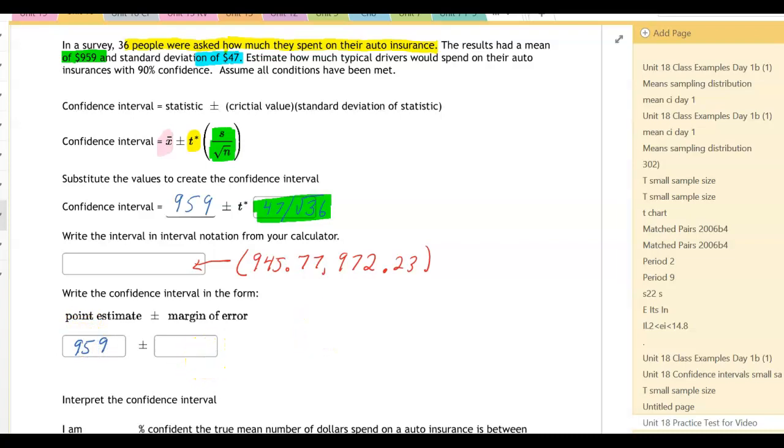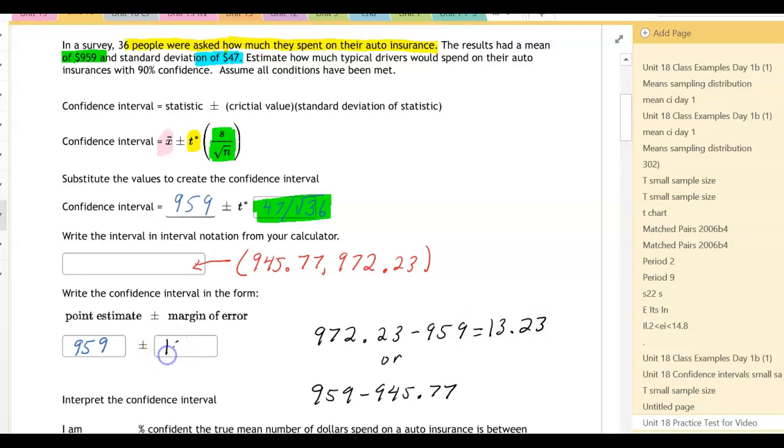In order to find the margin of error, you could take 972.23 and subtract 959, or if you prefer, you could do 959 minus 945.77. So doing that on your calculator, 972.23 minus 959, you get 13.23. That 13.23 is called the margin of error.